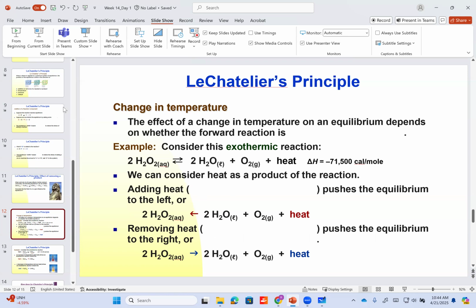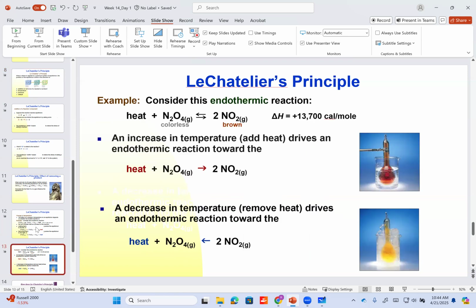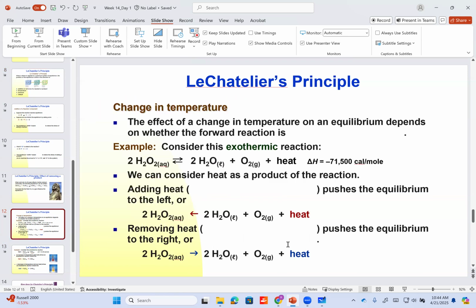Now, instead of adding heat or increasing the temperature, if I decrease the temperature, let's say this reaction is at equilibrium at room temperature and I'm going to plunge this box into cold water. When that happens, think about this as removing the heat, which is on the product side. When you remove heat, the equilibrium will shift to the right, or more products are going to form when you decrease the temperature for this exothermic reaction.